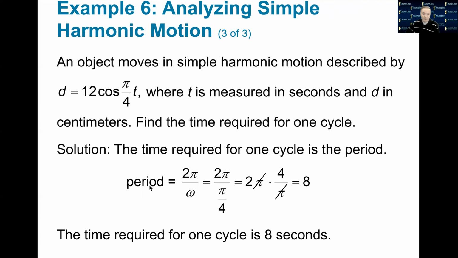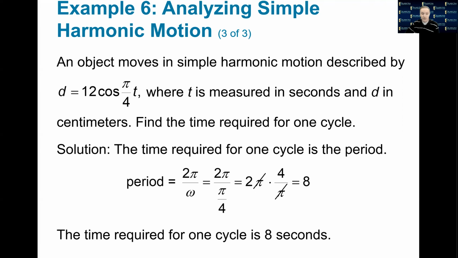So I would rather go over here to the period, and we know the period formula is 2 pi divided by the coefficient of your angle, which in this case is omega. We know the coefficient of our angle is pi over 4. 2 pi divided by pi over 4, the pi's are going to cancel, and you get 2 divided by 1/4. That gives me 2 times 4 over 1. That's 8. So what this is telling me is that it's taking 8 seconds to complete one period. So that is my period.